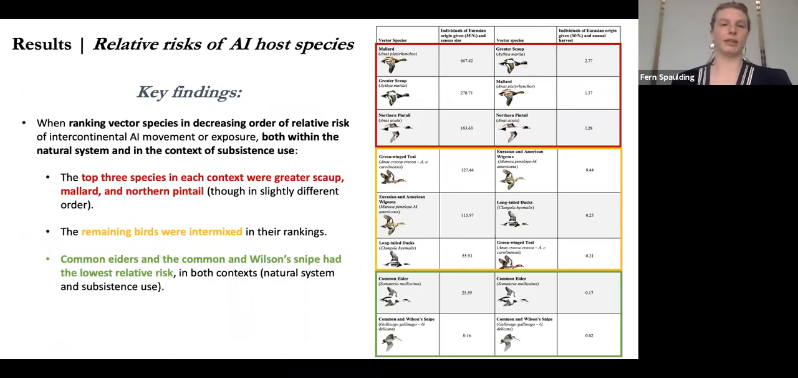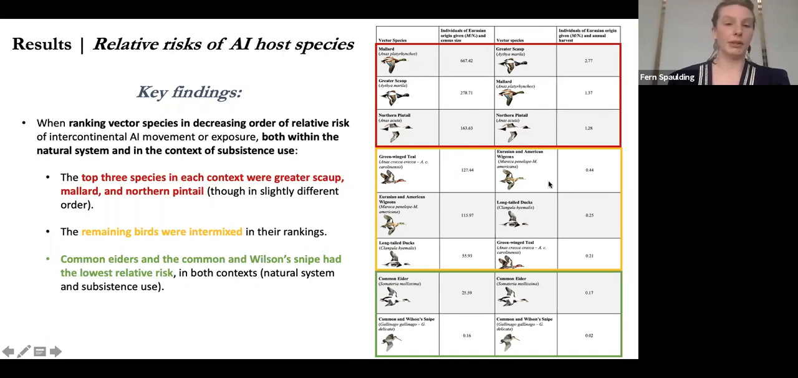So what are our results for the relative risks of avian influenza host species? The key findings are when ranking vector species in decreasing order of relative risk of intercontinental avian influenza movement or exposure, both within the natural system, relative scaled up to census size, shown in this column here, when compared to the context of subsistence users, so the subsistence system, shown in this column, the top 3 species in each context, again, ranking these vector species in decreasing order of relative risk, the top 3 species were greater scaup, mallard and northern pintail, although slightly different order.